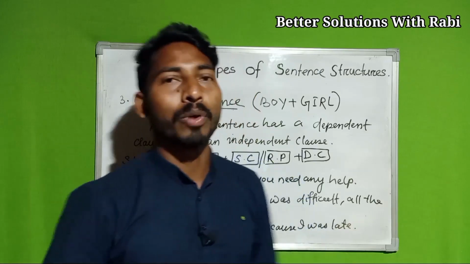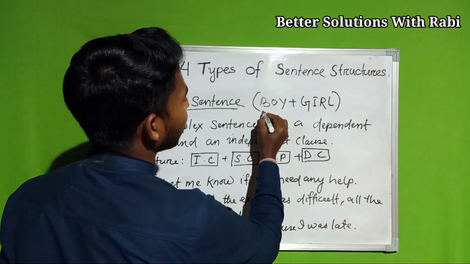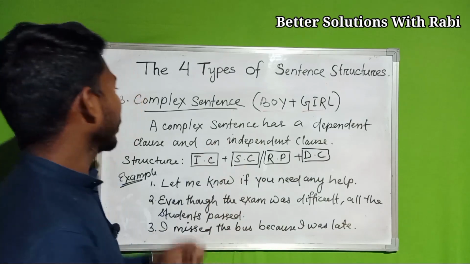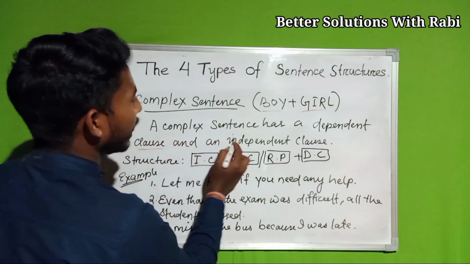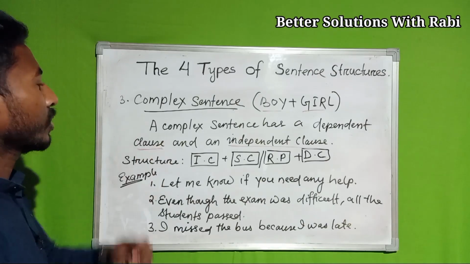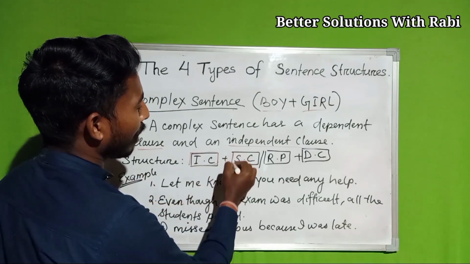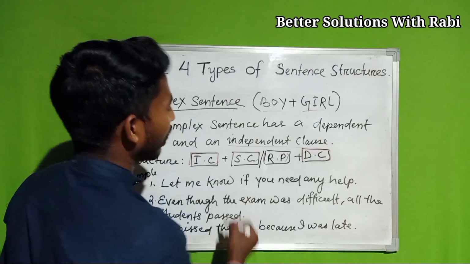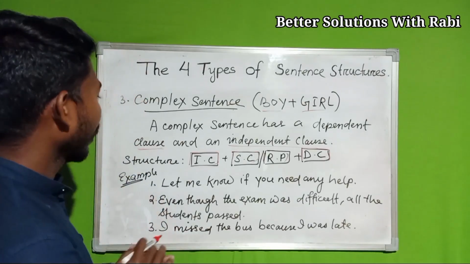Now let's look at the third one, that is the complex sentence. We said that if there is a boy and a girl, there always arises complexity. Now let's see what a complex sentence is. A complex sentence has a dependent clause and an independent clause. Now let's look at the structure of the complex sentence: at first an independent clause will be there, and then a subordinating conjunction or relative pronoun plus a dependent clause. Let's see a few examples, then we'll understand in a better way. Let's see the first one here.